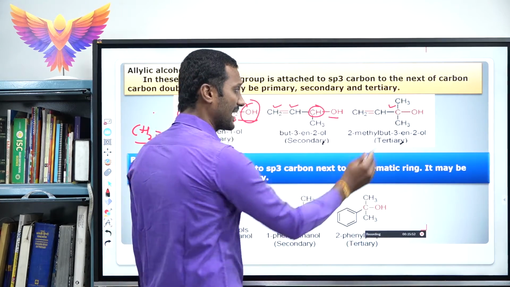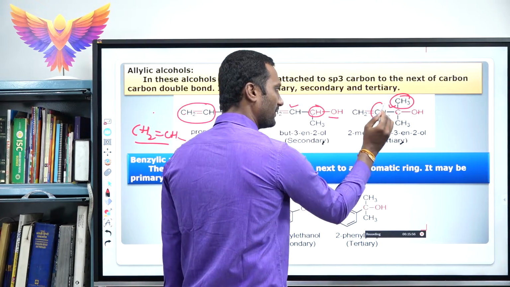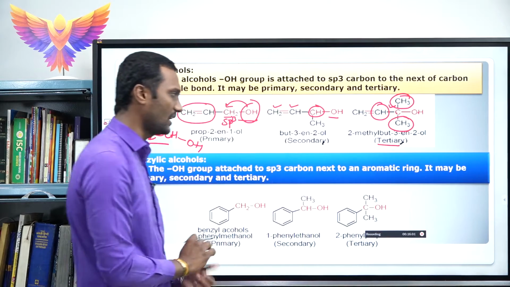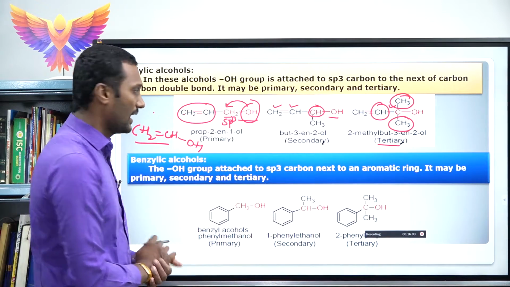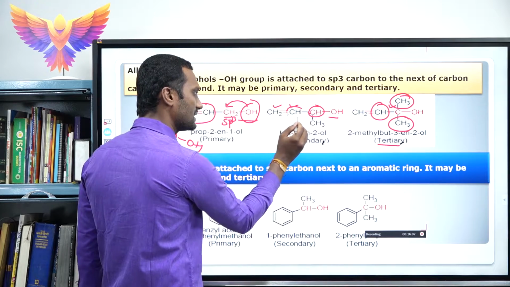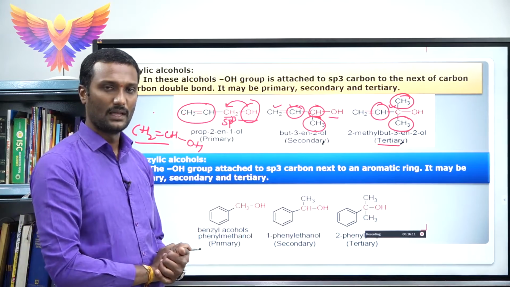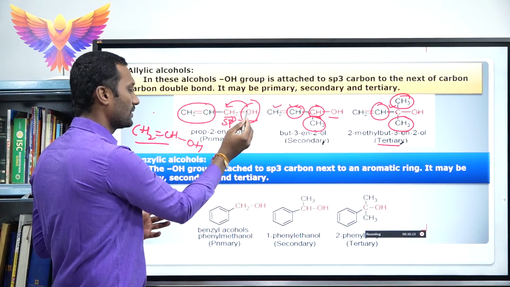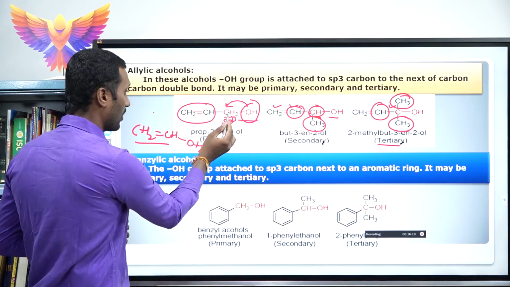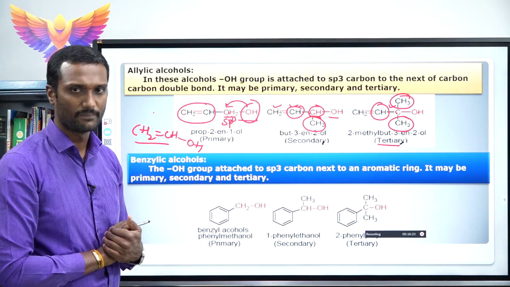Here you can classify: this OH is attached to this carbon atom, but this carbon atom is surrounded by how many alkyl groups? There are 3 alkyl groups. So here I have shown it is a tertiary alcohol. Here the OH group is attached to this carbon atom, which is linked with another 2 alkyl groups, hence it is said to be secondary. And in this case you can observe this OH is attached to only one carbon atom, and this carbon atom has a link with another carbon atom, hence it is said to be primary.